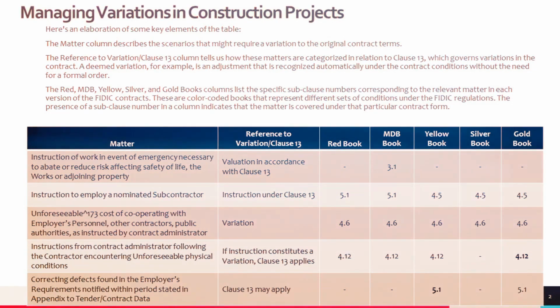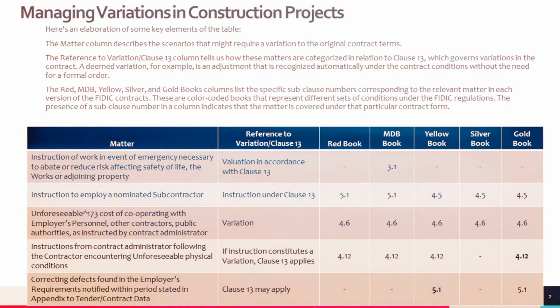1. Instruction of work in emergency situations to reduce risk. This is only applicable in the MDB book under Clause 3.1, where specific provisions are made for emergency instructions to ensure safety. 2. Instruction to employ a nominated subcontractor. This matter is covered under various books. It appears in the red and MDB books under subclause 5.1 and in the yellow, silver, and gold books under subclause 4.5. 3.